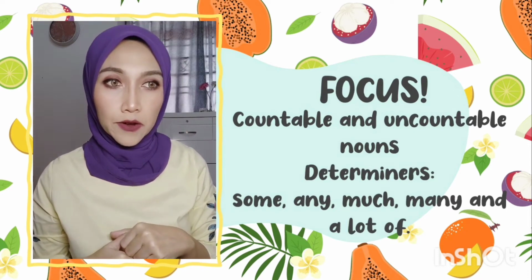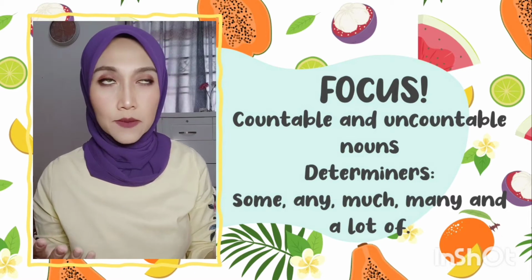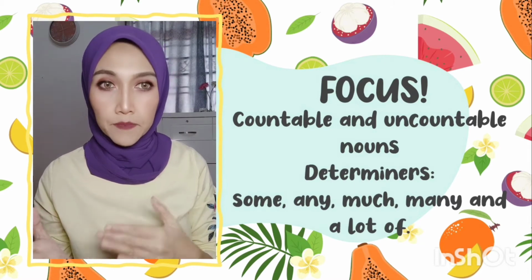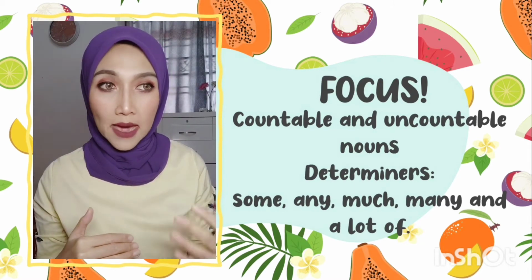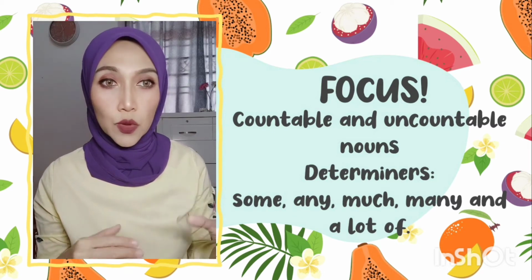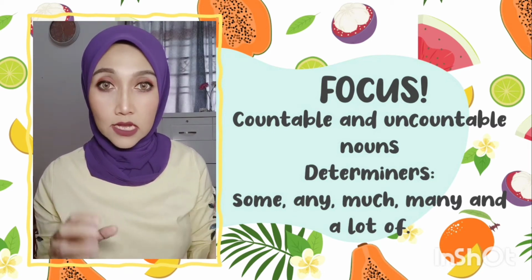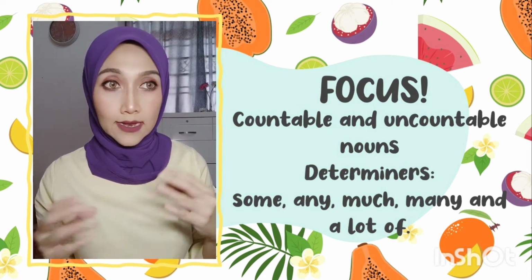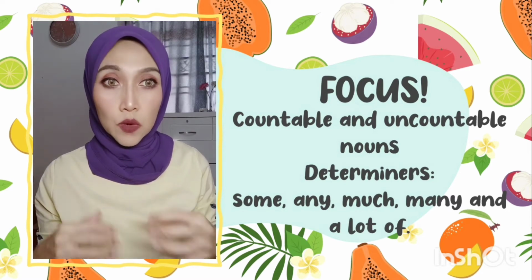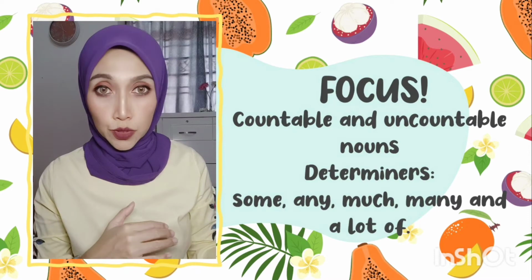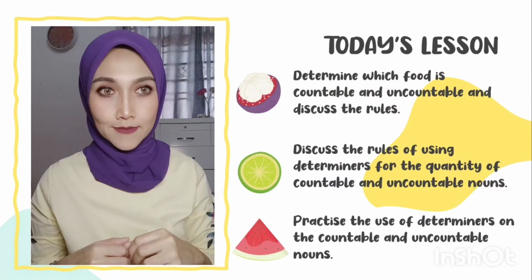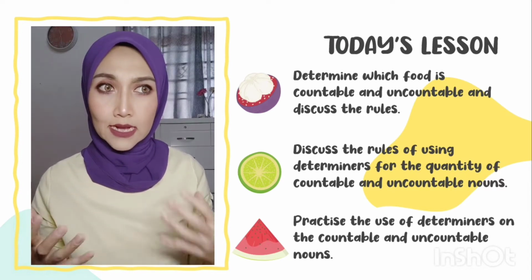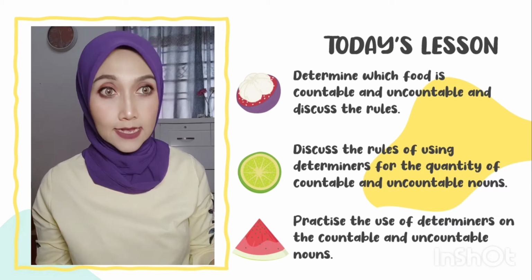Determiners. Determiners in bahasa Melayu we say as penentu. So we use some, any, much, many, and a lot of. These are the determiners for countable and uncountable nouns. You should be able to differentiate which to use for countable, which to use for uncountable. Today's lesson will go around determining which food is countable and uncountable and discussing the rules.